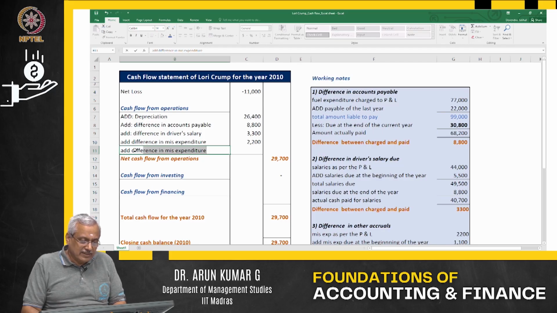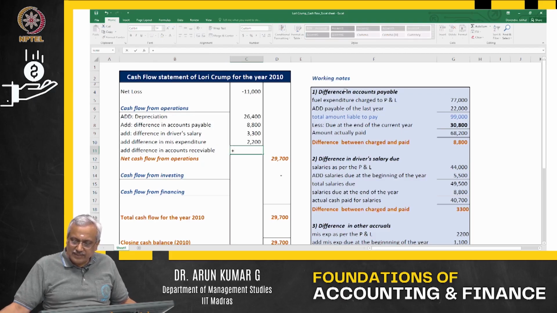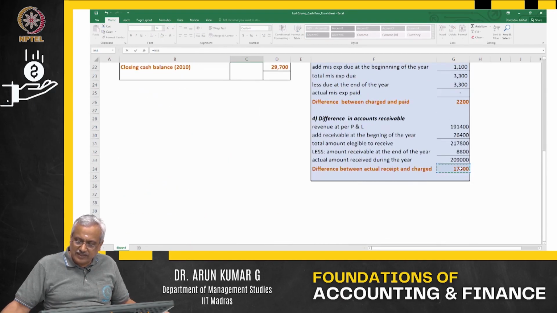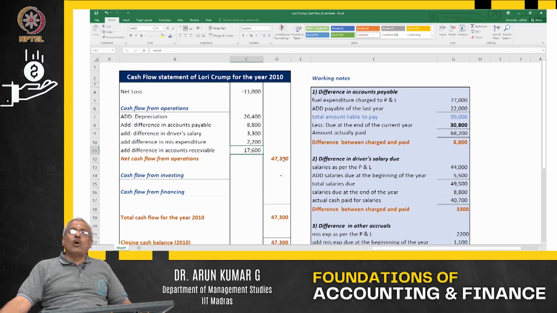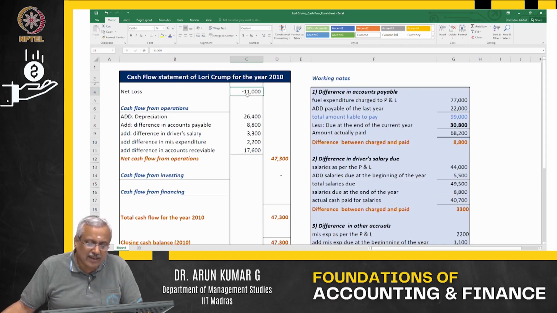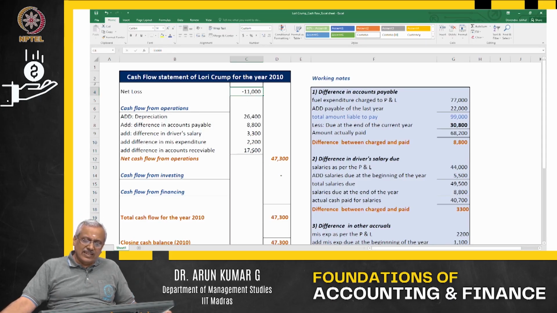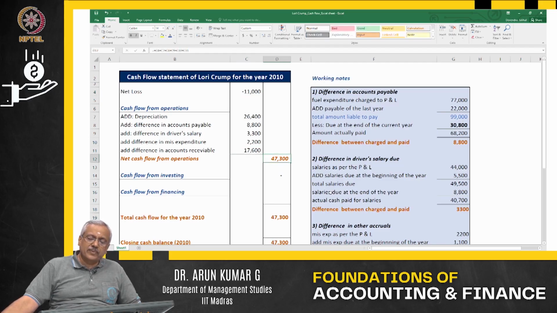That is the difference in accounts receivable. What is the amount out there? The difference, the excess amount receivable, is 17,600. That means I have received 17,600 more as compared to the revenue. Revenue I have taken something and arrived at a loss. I received 17,600 more. I have got it.